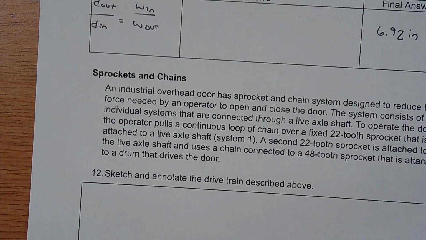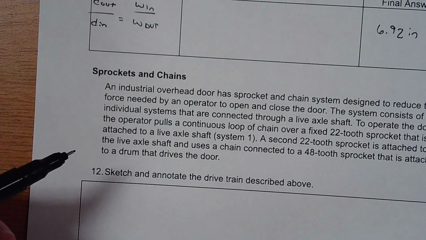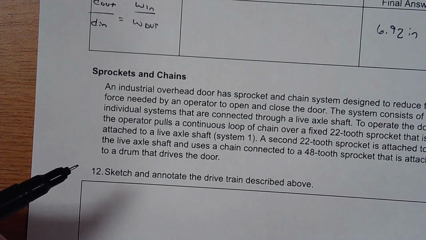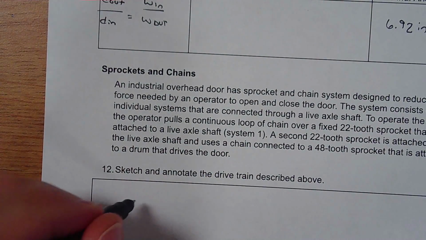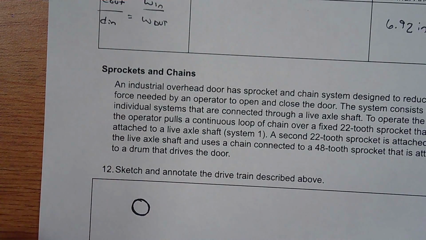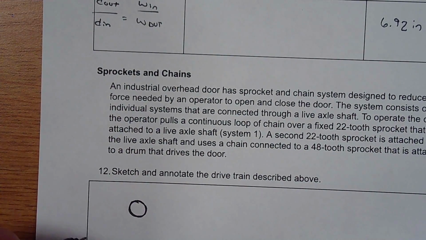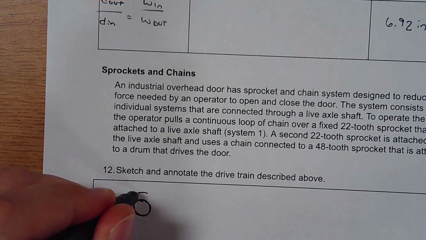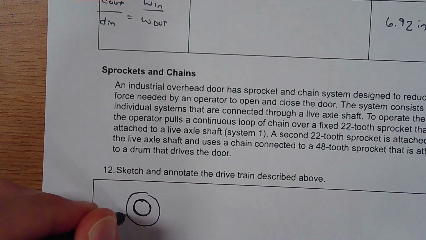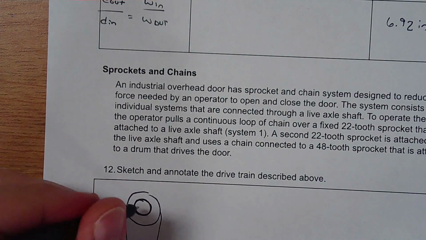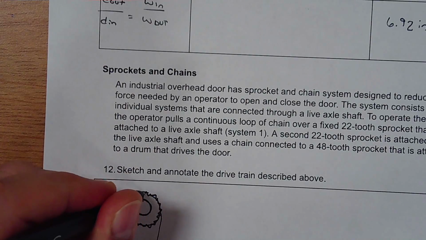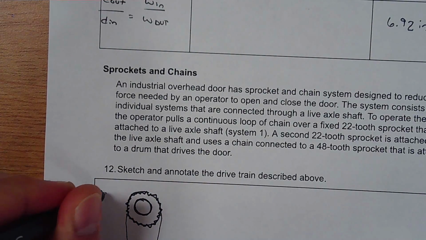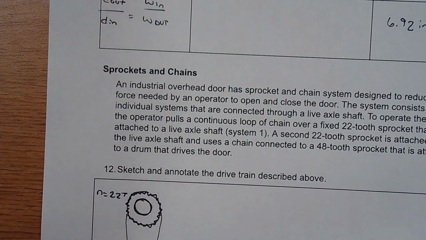All right. Last two things. The industrial overhead door has a sprocket and chain system designed to reduce the force needed by an operator to open and close the door. The system consists of two individual systems that are connected through a live axle shaft. Here's my live axle shaft. To operate the door, the operator pulls a continuous loop of chain over a fixed 22-tooth sprocket. All right, so here's my sprocket, and there's a loop of chain. This has little teeth all the way around. N is equal to 22 teeth.